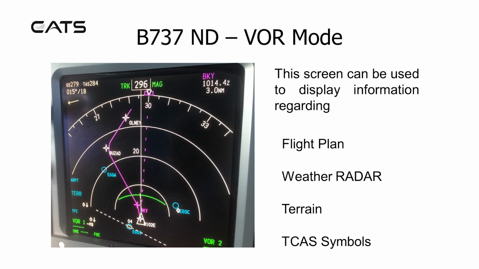This is the VOR mode. It's an expanded mode which only shows part of a full circle.